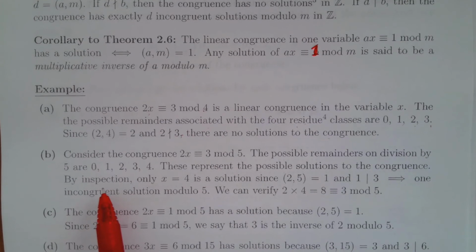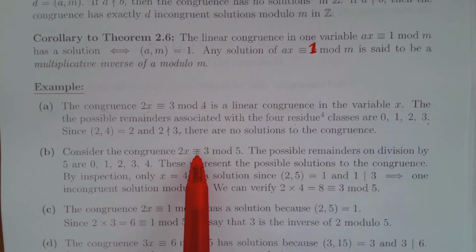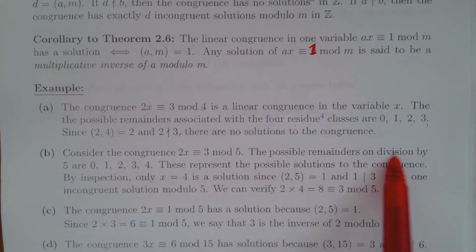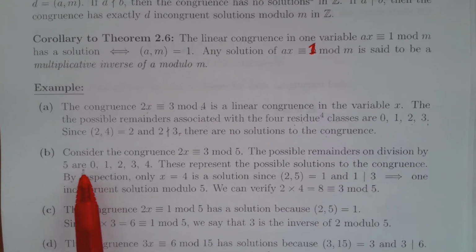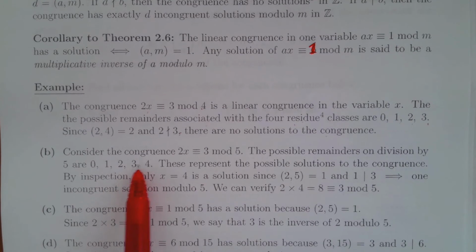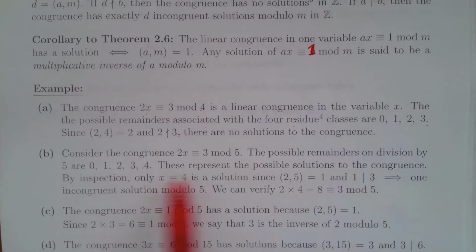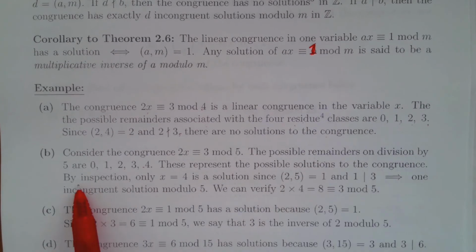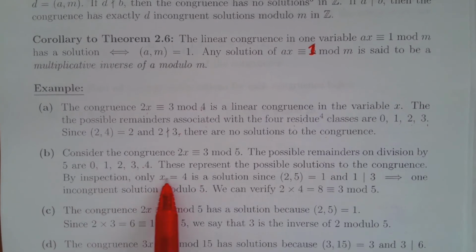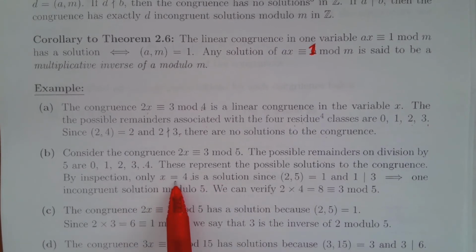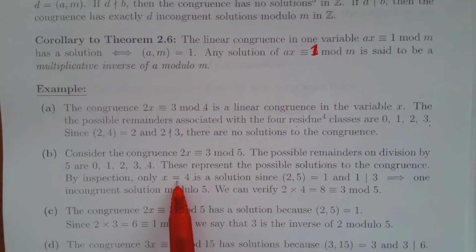Now, consider the congruence 2x is congruent to 3 mod 5. The possible remainders on division by 5 are 0, 1, 2, 3, and 4. These represent the possible solutions to the congruence. By inspection, only x equals 4 is a solution. Now, how do we know there's only going to be one solution, or even that there's a solution?